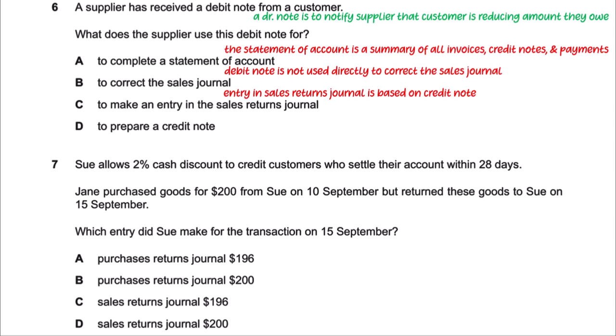Option D is written: to prepare a credit note. This use is 100% correct because we use the received debit note from our customer to prepare a credit note, which is then recorded in the sales returns journal. So the correct option is option D. Hopefully you have understood.